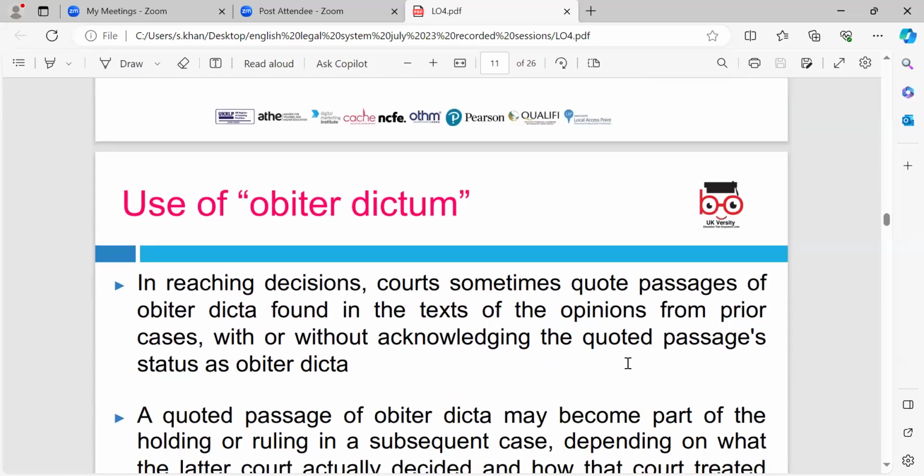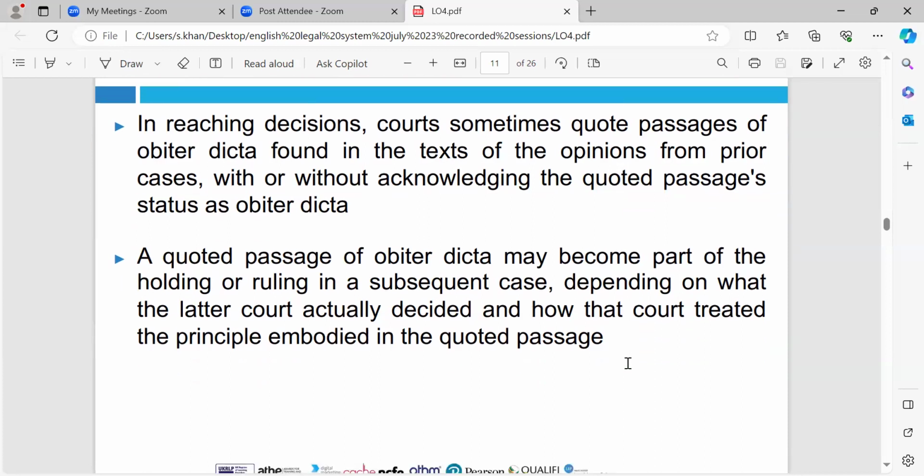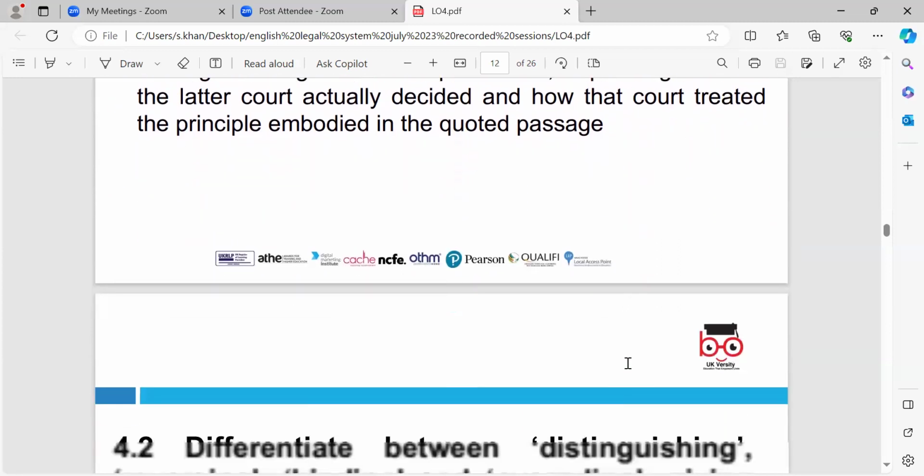Use of obiter dicta. In reaching decisions, courts sometimes quote passages of obiter dicta found in the text of the opinions from prior cases, with or without acknowledging the quoted passages as obiter dicta. A quoted passage of obiter dicta may become part of the holding or ruling in a subsequent case, depending on what the latter court actually decided and how the court treated the principle embodied in the quoted passage.